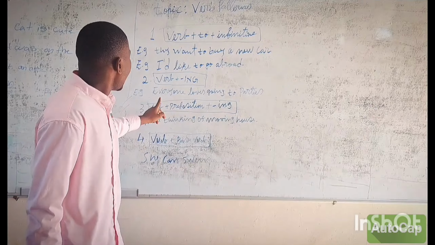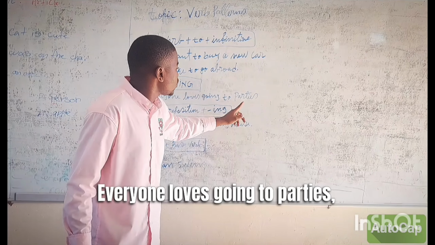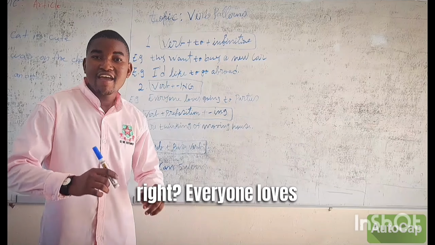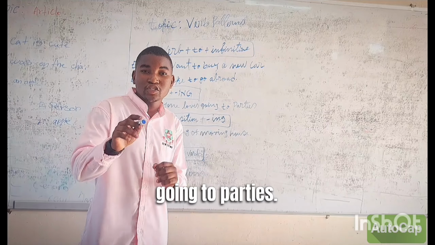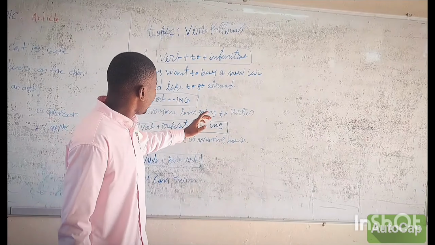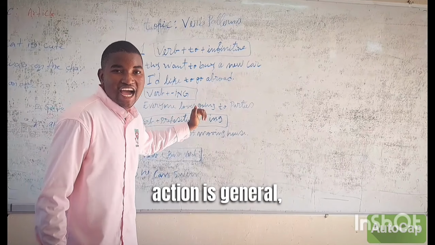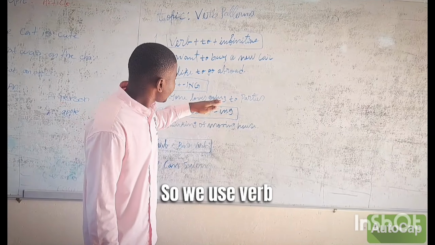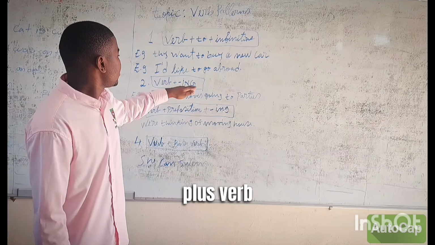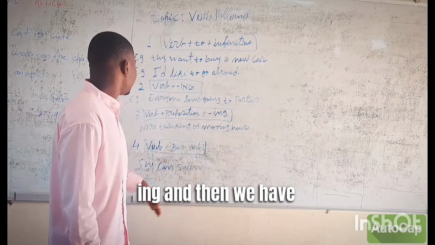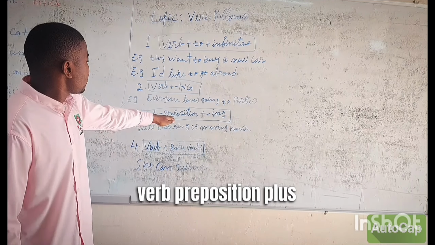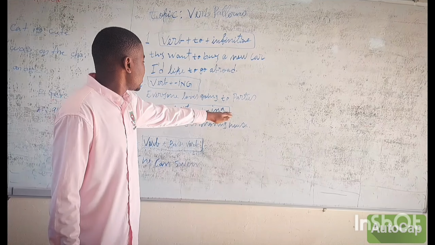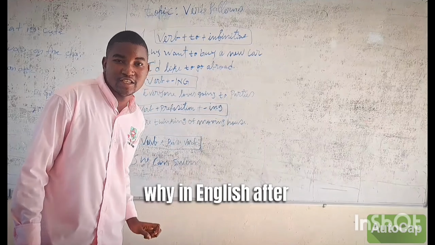So here we have, everyone loves going to parties. Everyone loves going to parties. So going, this action is general, right? So we use verb plus verb in ing.